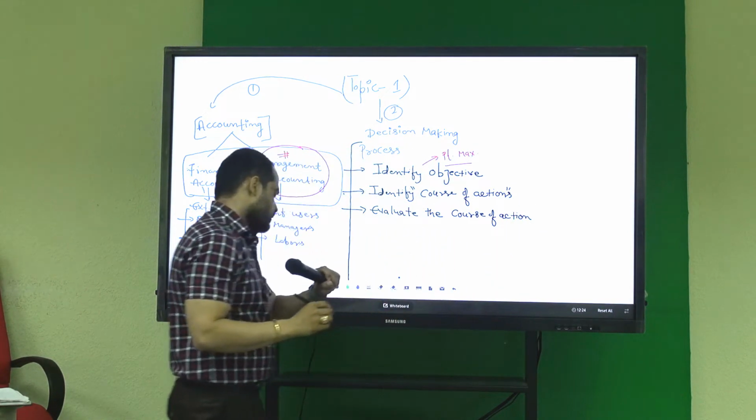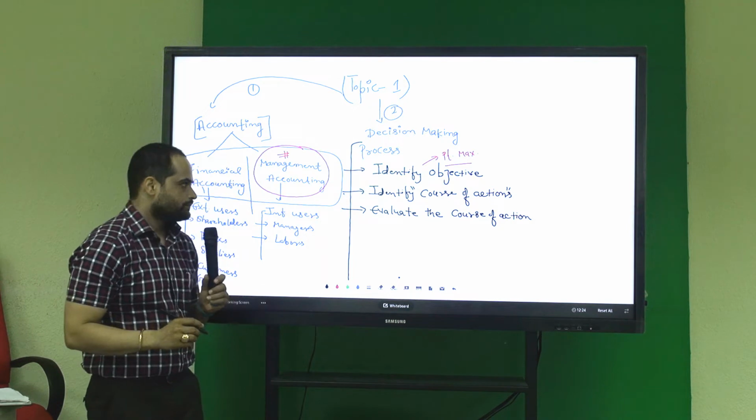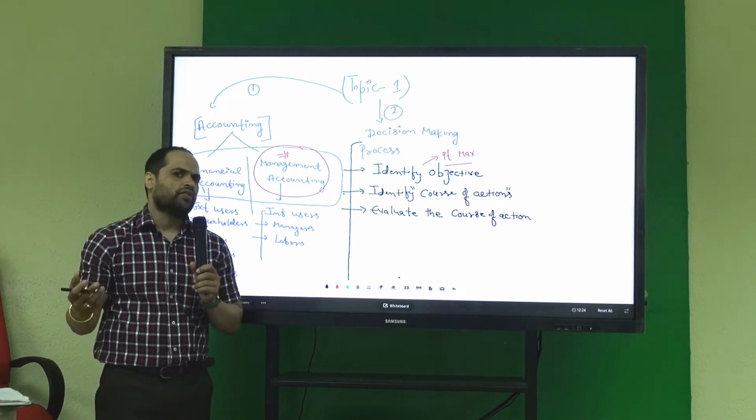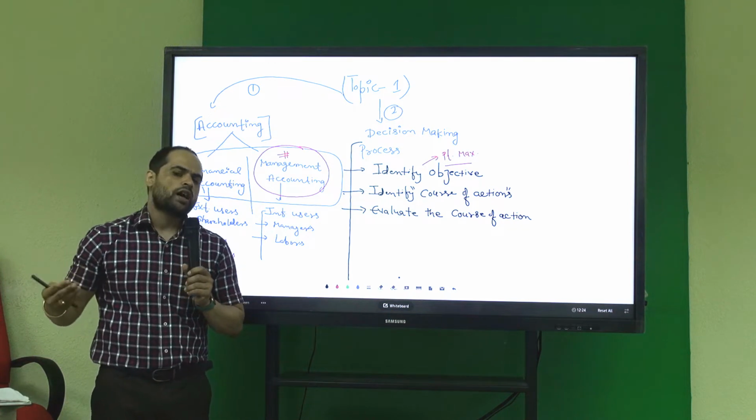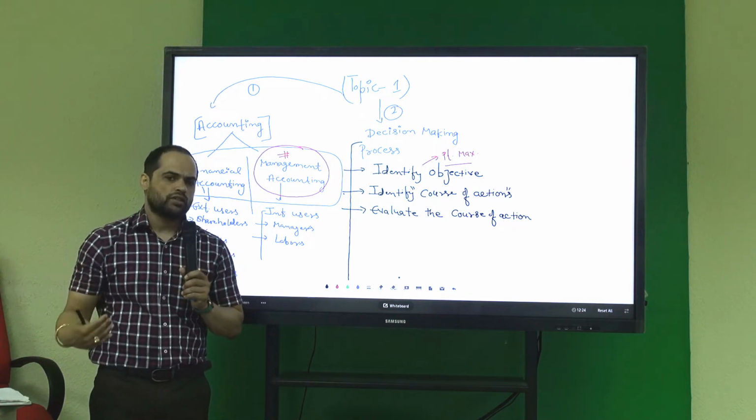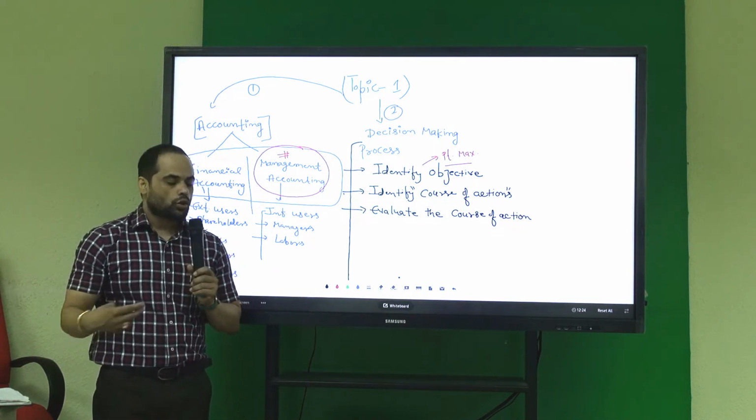Evaluate the course of action. So how are we gonna evaluate things? We have two or three different options available. How are we gonna understand which option is good or which option is bad, right?